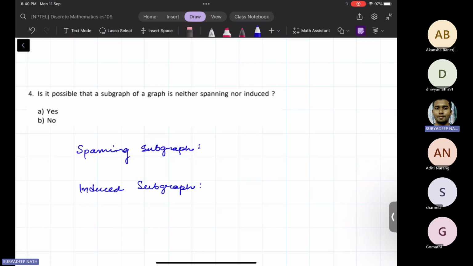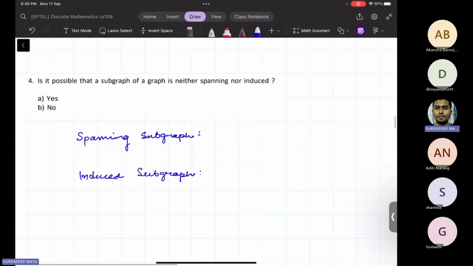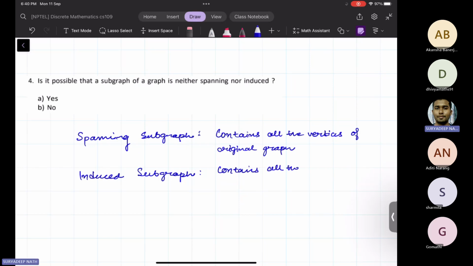Perfect. So that is the right answer. I'll write it down. So a spanning subgraph contains all the vertices of the original graph, and an induced subgraph contains all the edges associated with the vertices in the subgraph from the original graph.